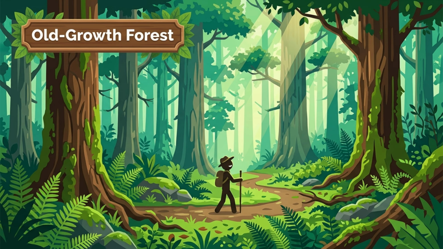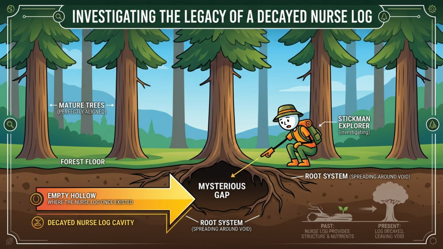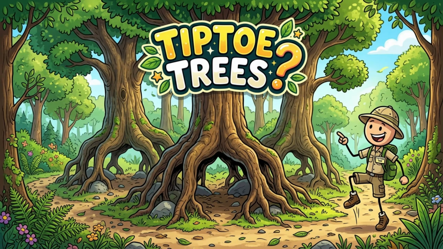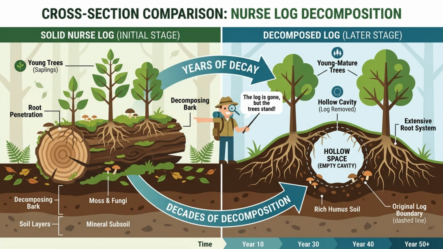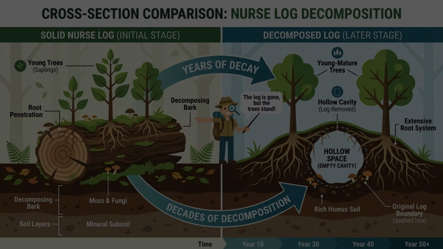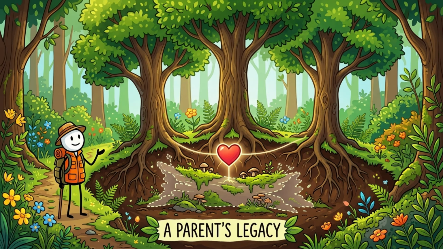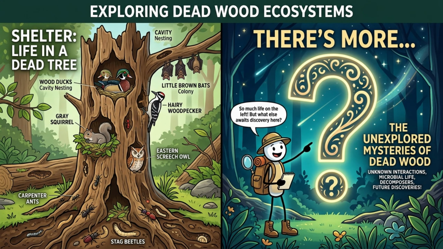Walk through an old-growth forest and you'll sometimes see trees standing in a row with a strange gap underneath their roots, like they're on tiptoe. That's not weird tree behavior. That's a ghost. The outline of a nurse log that rotted away completely, leaving its children standing exactly where it once lay. Dead wood isn't just about shelter, though.